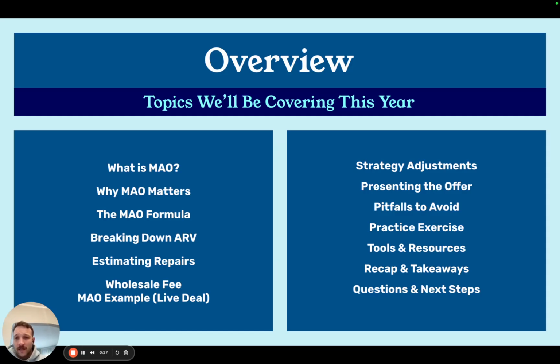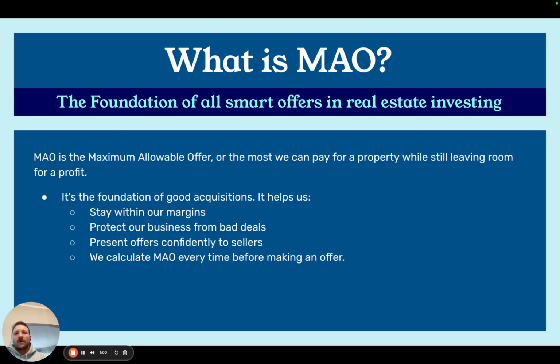We're going to discuss what MAO is, why it matters, the formula to follow, breaking down ARV, estimating repairs, an MAO example, and then some adjustments we can make, presenting the offer, some things to avoid, a practice exercise, some tools, resources, recap and takeaways, and then questions and next steps. This will be a recording, so if you have questions throughout, just write them down, and then we can chat afterwards and go over any questions.